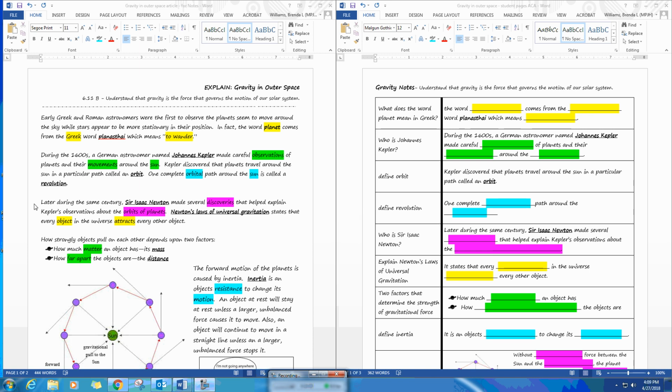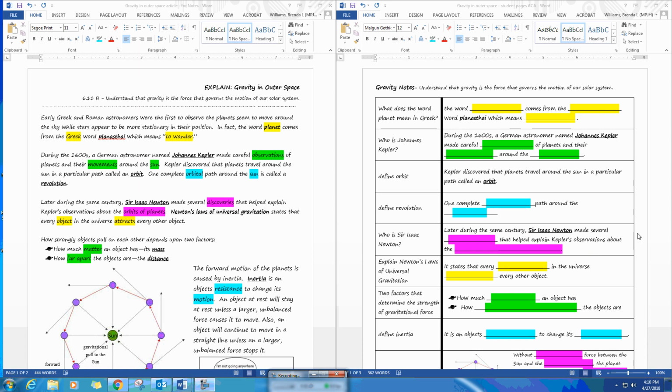Okay, here we go. Third paragraph. Later during the same century, Sir Isaac Newton made several discoveries that helped explain Kepler's observations about the orbits of planets. Newton's laws of universal gravitation states that every object in the universe attracts every other object.